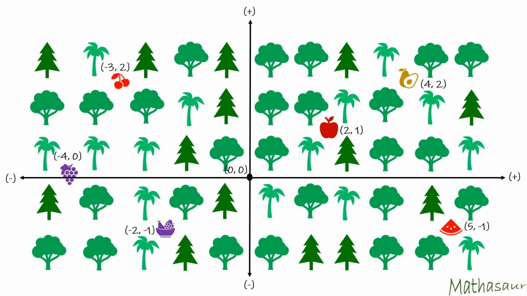Now let us draw a line perpendicular from the same point. This line is now dividing the forest into 4 parts. If we go upwards on this line, we are moving in the positive direction. If we move downward on this line, we are moving in the negative direction.